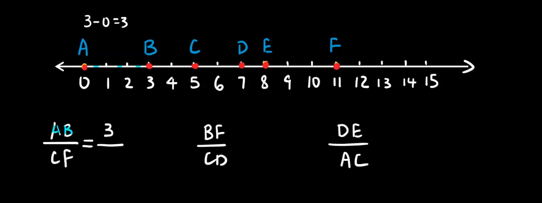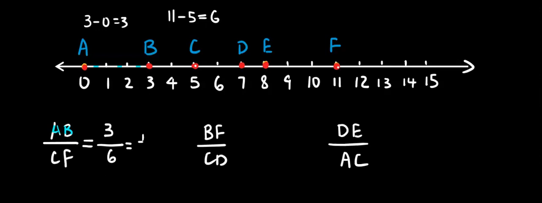CF, we have C is 5, F is 11. If you use subtraction, CF is 11 minus 5. That is 6. Of course, you can count from point C to point F. That is 6 steps. And do not stop here.